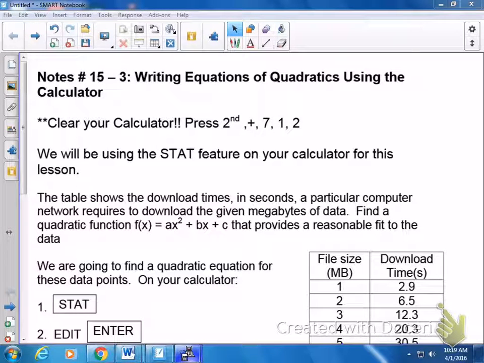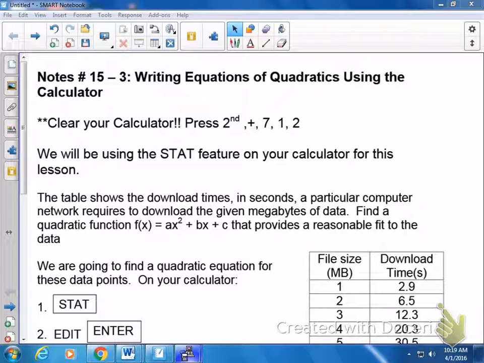All right, guys, so this is the last section of chapter 15. It's writing equations of quadratics using the calculator. So we're going to use the calculator to write all our equations, and it's very similar to what we did when we did linear. So the first thing it asks you to do is to clear your calculator.